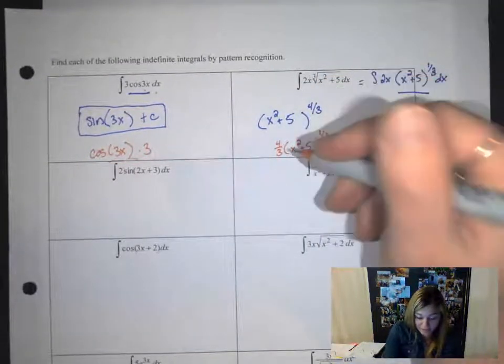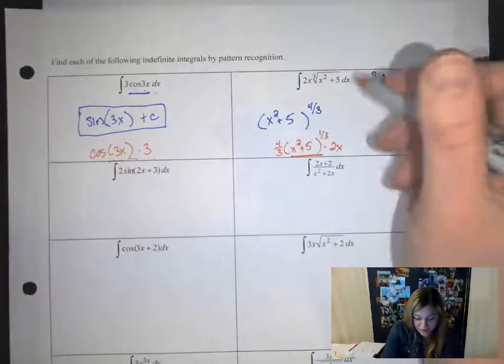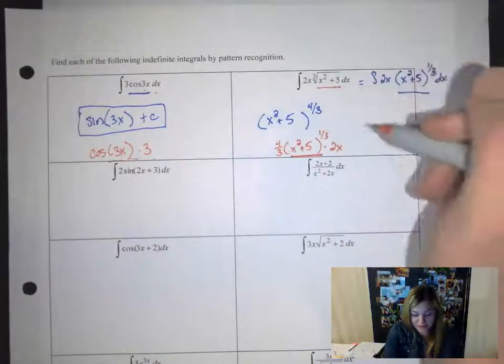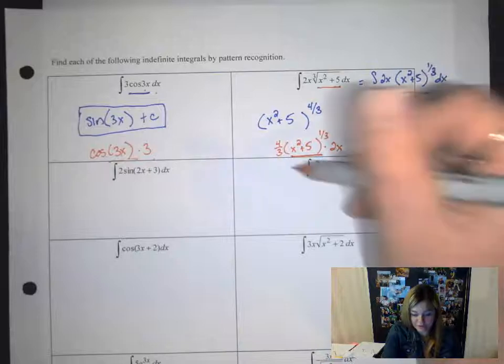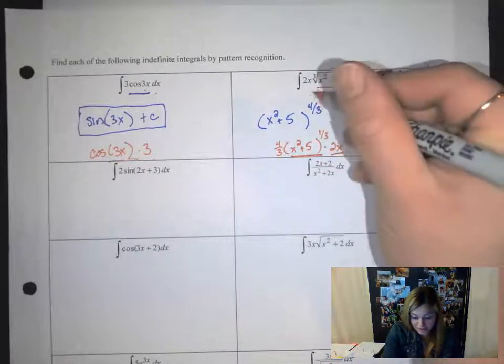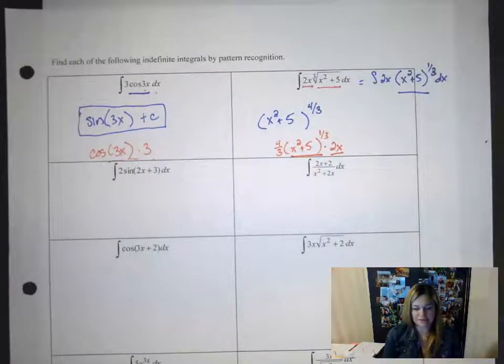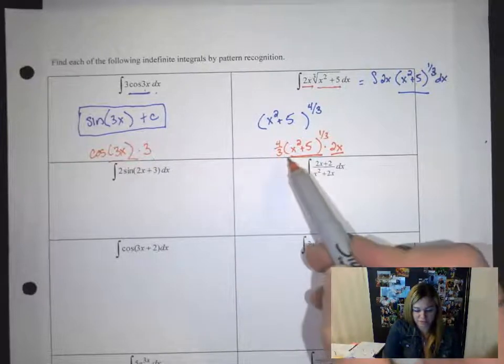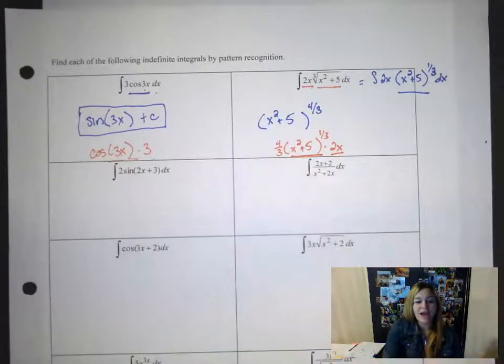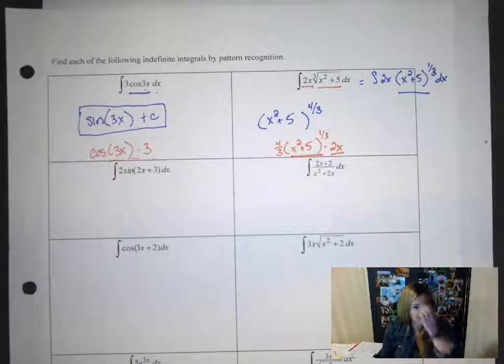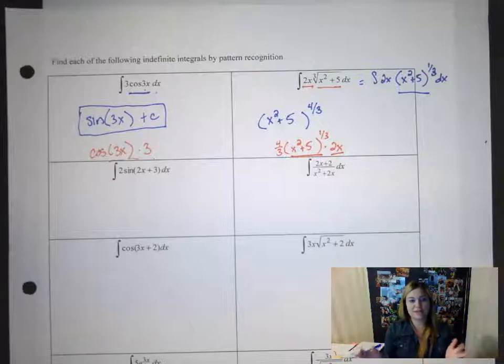If I compare them, then I've got x squared plus 5 to the 1/3 is the same as the cube root of x squared plus 5, same thing. I've got a 2x here and a 2x here. But I've got a 4/3 here, and you're like, that's not good. I can take a coefficient along for the ride, meaning if I take the derivative or the antiderivative, the coefficient just stays there. It's just multiplied at the very end.